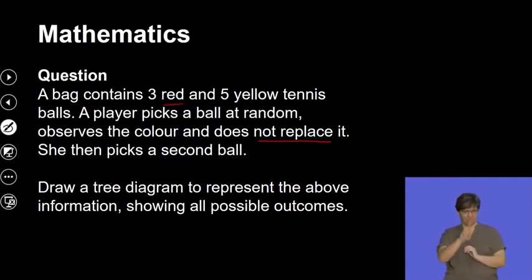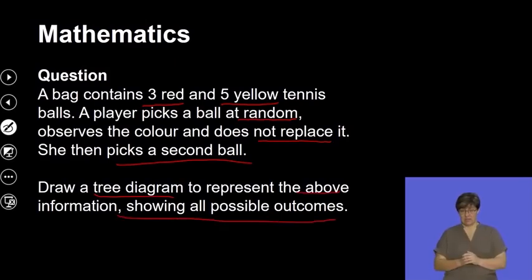So we're told we've got 3 red balls and 5 yellow tennis balls. What we recognize is that this player picks up the balls at random. So there's no order here, there's no preference. And she then picks up the ball, she puts it to one side, and then she does not replace it. She doesn't put it back into the bag, and then she picks up a second one. Now, we're asked to draw a tree diagram to represent the above, showing all the possible outcomes. And so that's exactly what we're going to do.